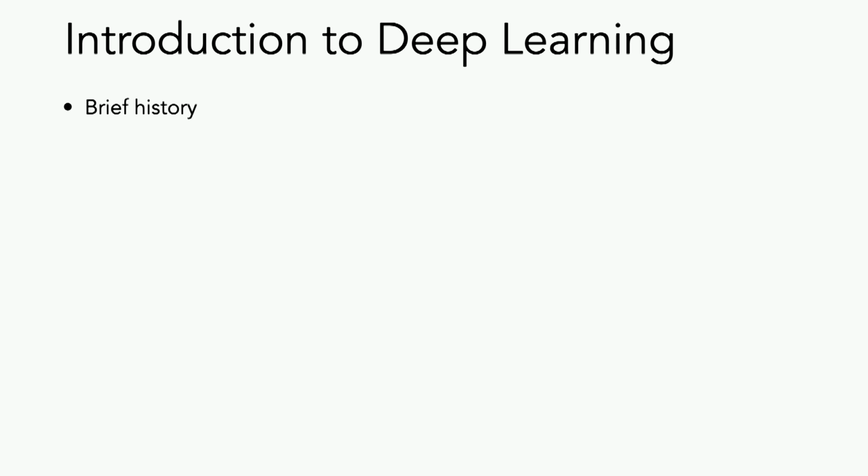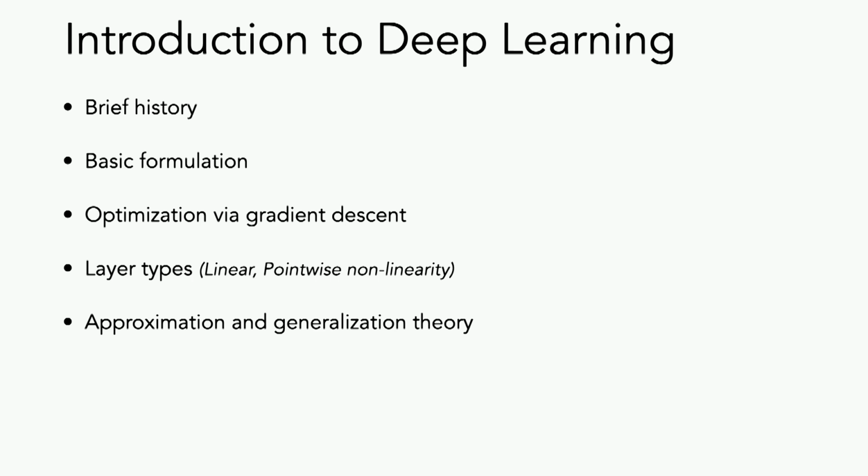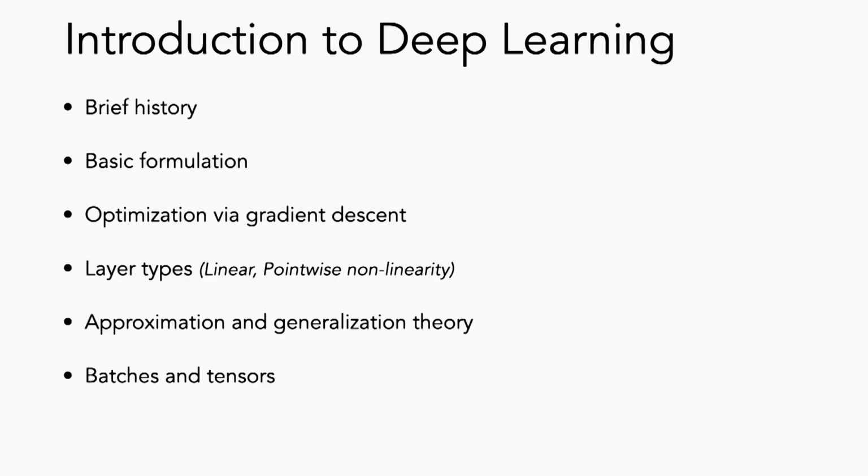OK. So we're going to talk about first a brief history of deep learning. What is this amazing thing that's happened? Then the basic formulation of neural nets, the idea of how you can do learning with a neural net, which is an optimization process, the basic layer types, and there'll be two in this first lecture, which are going to be linear layers and pointwise nonlinearities. Those are the two main types. I'll touch a little bit on the idea of approximation and generalization theory, which is the main theoretical underpinnings of when and why does deep learning work. And then we'll talk about some of the data structures and what it looks like to actually work with deep nets. And I'll give an example of training a deep net to do image classification.